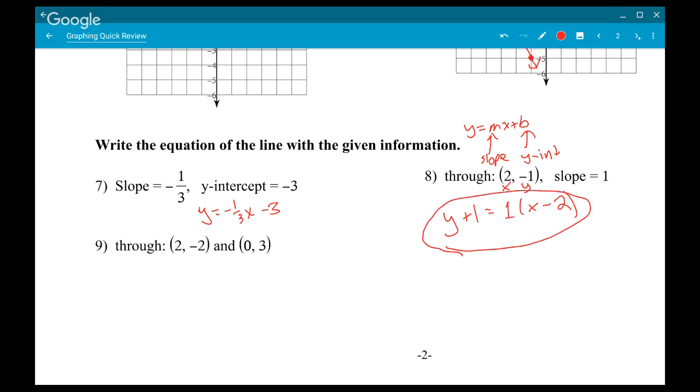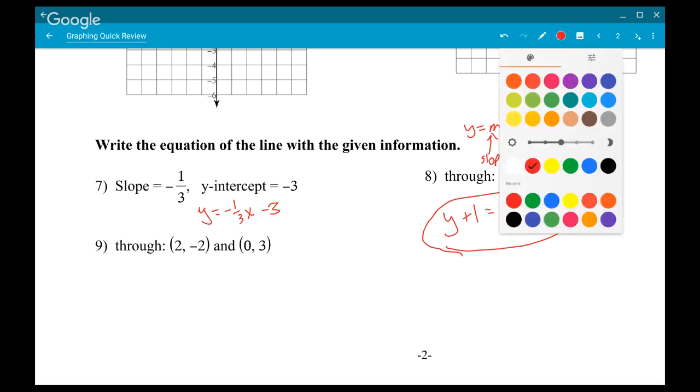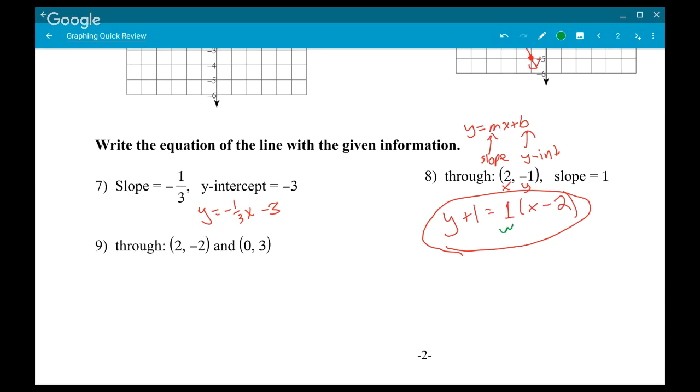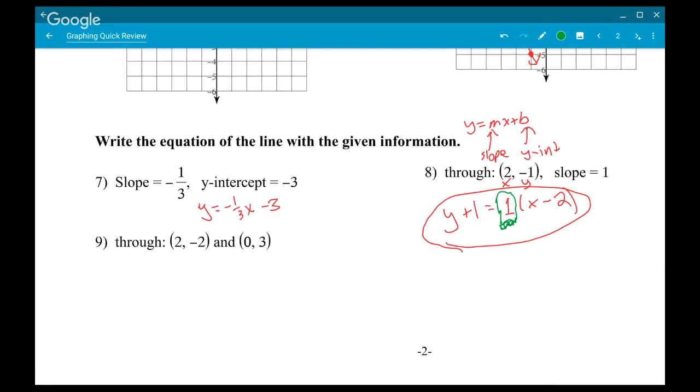Now, if you don't want to write the 1 at this point and you want to get rid of that one, that's your slope. Okay. So this one. Okay. If you don't want to write that one, that's totally okay. You can get rid of that. Okay. But you know what? For something like this, where you're trying to make it clear that's your slope, I don't think that's the hugest deal. Okay. Number 9.